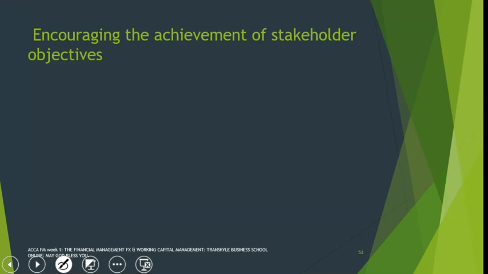Encouraging the achievement of stakeholder objectives. How do you encourage the achievement of stakeholder objectives? Okay, this could be done through several ways.